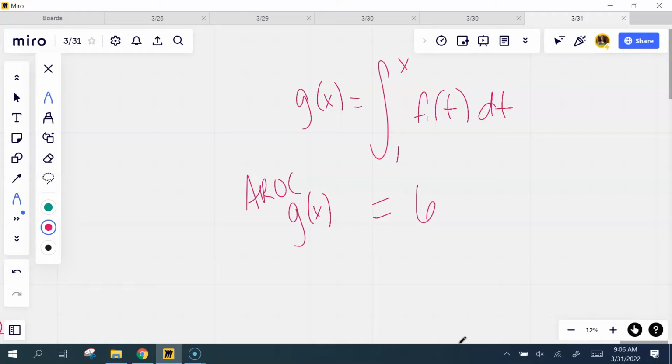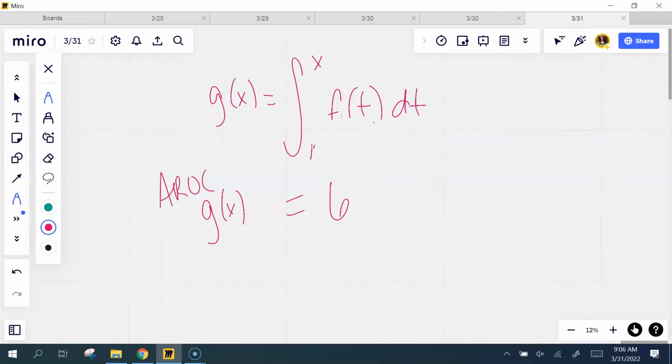This looks like a fundamental theorem question. If you ever see an x up here like this, and this is the t variable, that's a fundamental theorem question. So let's see, the average value of f on the interval from 2 to 5 is 6, or the first derivative is 6. Well, average value, remember, is different than average rate of change. Average value is 1 over b minus a.